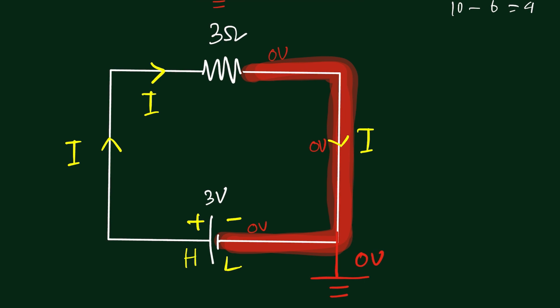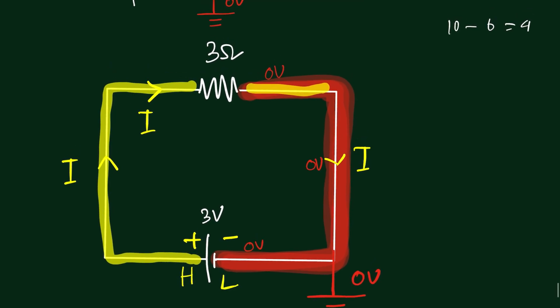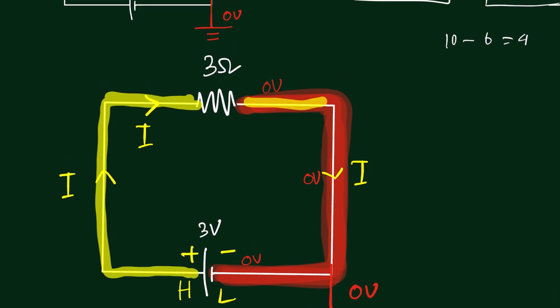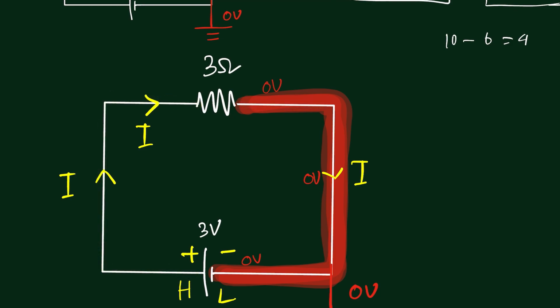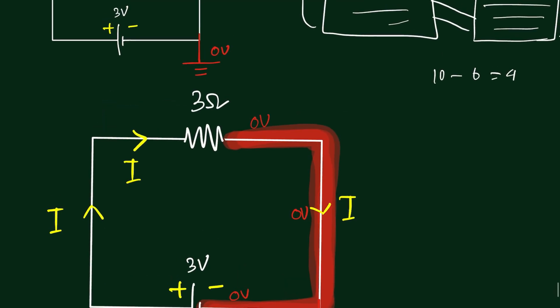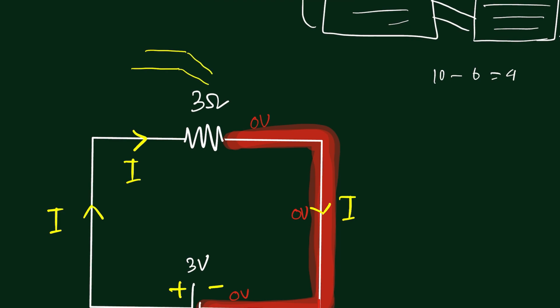Then let's observe here. Current is coming like this and it enters here, then it goes out here. Current flows from high side to low side. Cool. Imagine like this. Just like water goes from high level to low level.